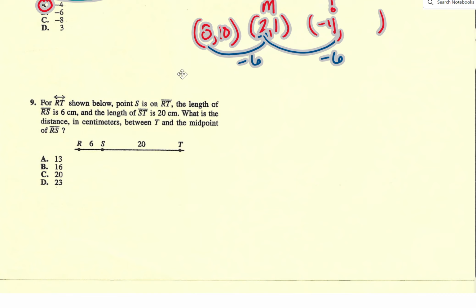Now here comes the question. The question says, what is the distance between T and the midpoint of RS? Well, the midpoint of RS would be right in the middle. If this whole thing is 6, then that much is 3. So therefore, the distance from the middle to T is going to be 3 plus 20, and 23 is my answer.